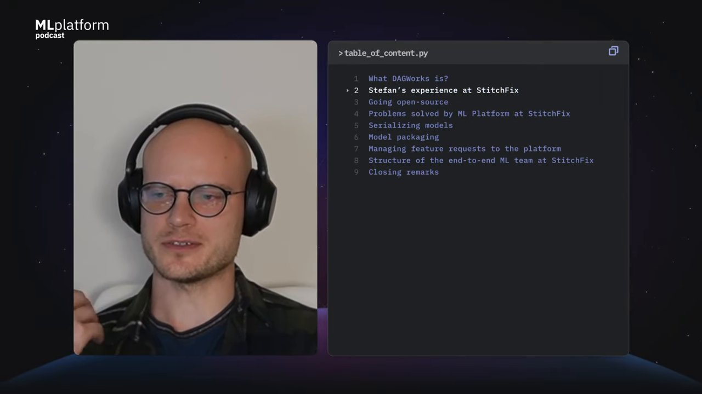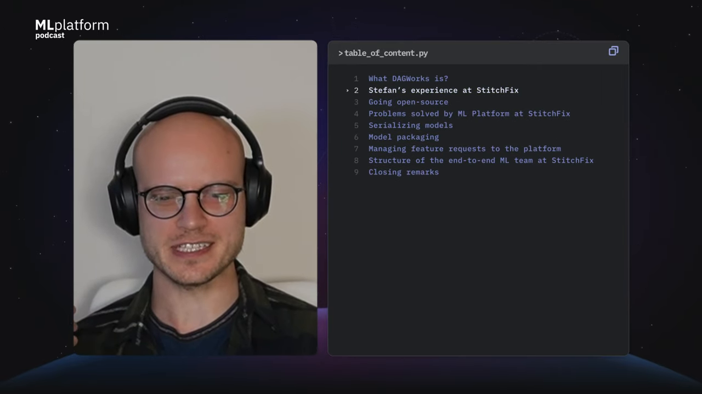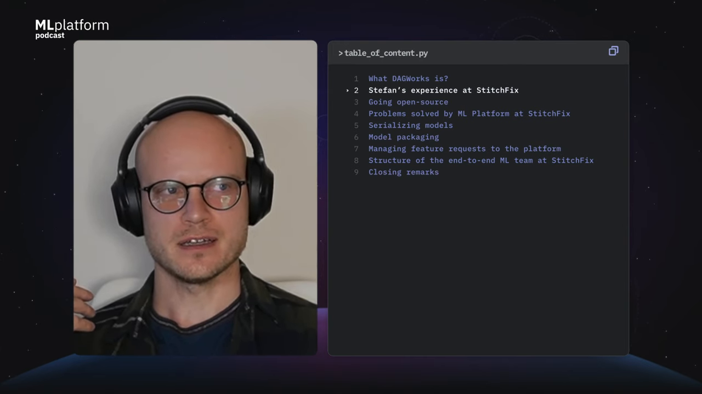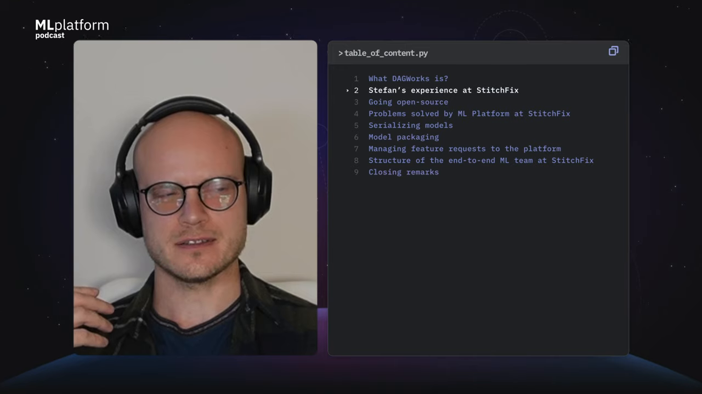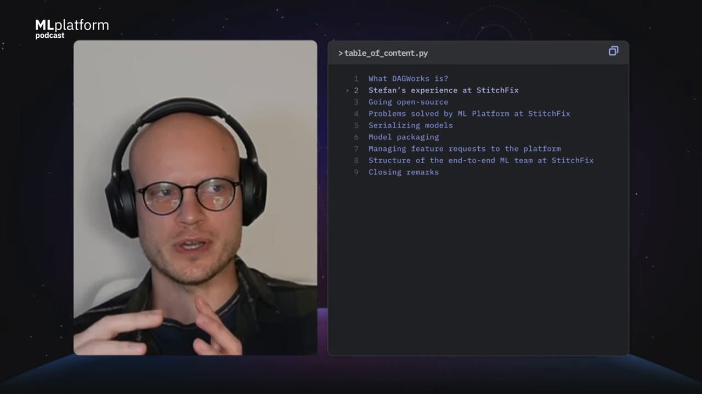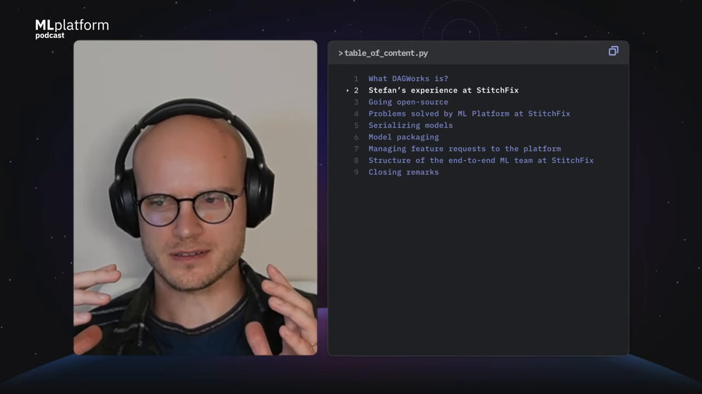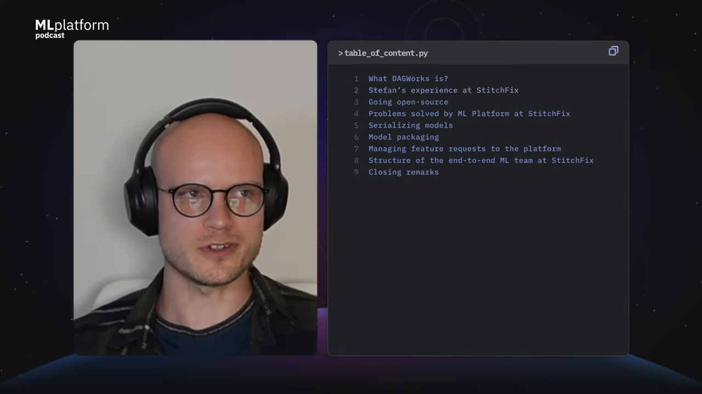Understand. So moving a little bit back to what you did at Stitch Fix and to Hamilton itself. When was the point when you decided that Hamilton needs to be built? Like, what was the specific problem? I know you already talked about the problems.